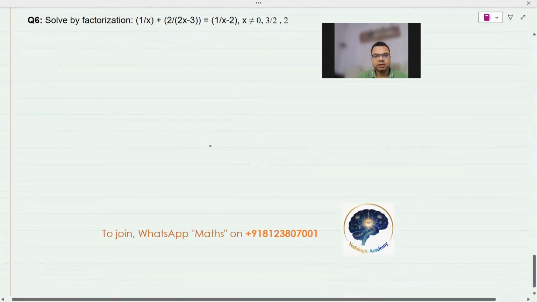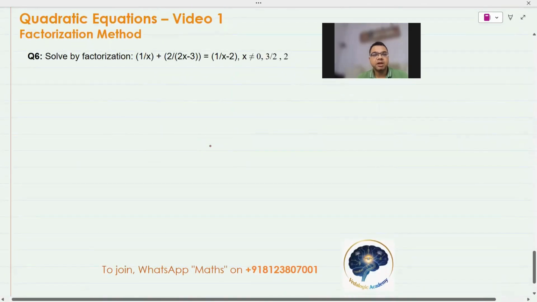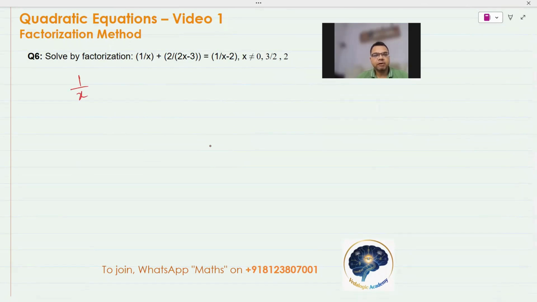I'll move ahead to the next part. I think this is the last question that we'll do today. Okay, so we have 1 upon x. We have to solve it by factorization only. 1 upon x plus 2 upon 2x minus 3 equals 1 upon x minus 2. Here all three terms have x, so there is no question of taking them to the left or right hand side. I will just solve it directly.